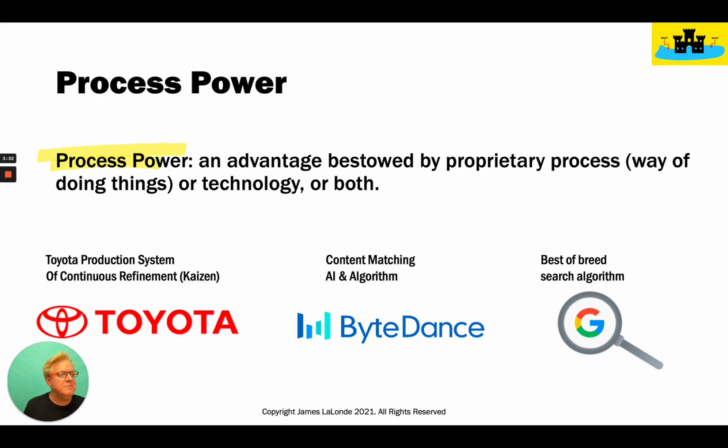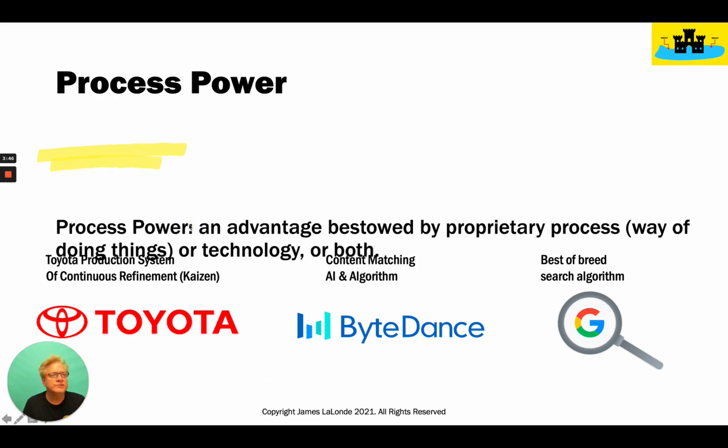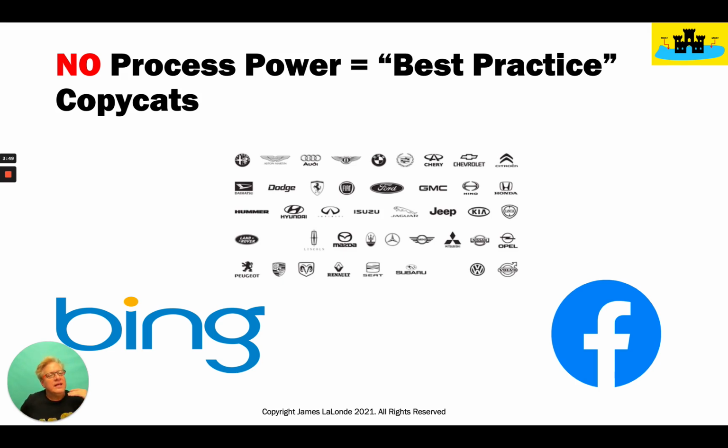With content matching, with ByteDance, Facebook's trying to catch up with them. Everyone's trying to catch up with them. They have a very unique algorithm and an AI prowess there. Same with Google. It's best of breed search. But if you hear this concept called best practices, like we use the best industry practices, then you know that that company has no process power, because that means they're trying to do everything the same way the other leaders in the industry are doing it, and they don't have their own process. That goes for Bing in search, or Facebook in video versus TikTok, and all the automakers besides Toyota.